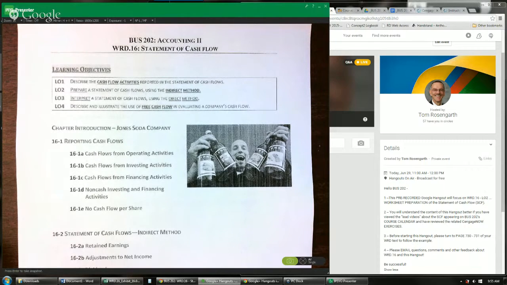Before starting this Hangout, please turn to pages 730 and 731 of your accounting text to follow the example that you see in Exhibit 3.